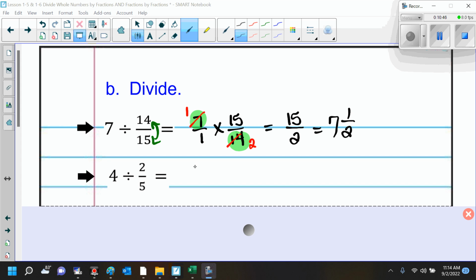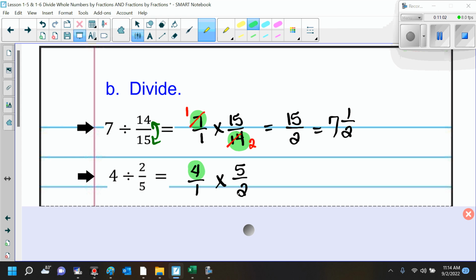For the second one, again, 4 over 1. The whole number becomes a fraction. The division becomes multiplication. And the 2/5 becomes 5 over 2, 5/2. And of course, before we multiply, we can simplify. So, 2 divided by 2 is 1. And 4 divided by 2 is 2. And then we will multiply straight across. So we get 10 over 1, which is equal to 10. Very good.